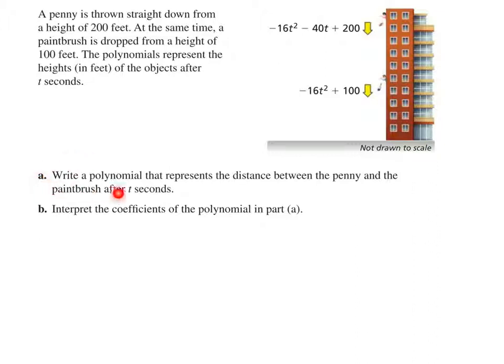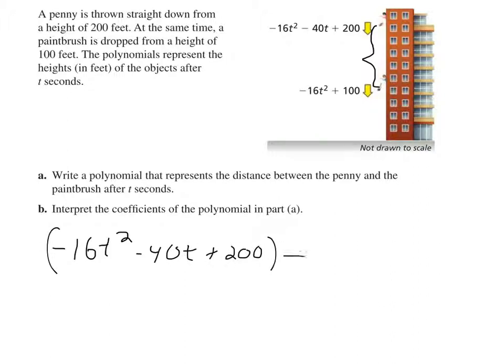We want to write a polynomial that represents the distance between the penny and the paintbrush after t seconds. So this distance here, which will actually change over time. We're then going to interpret the coefficients of the polynomial from part A in order to solve our question for part B. To figure out the distance, we're looking at a difference in height. So I'm going to take the height of the penny, negative 16t squared minus 40t plus 200, and I'm going to subtract from that the height of the paintbrush, negative 16t squared plus 100.